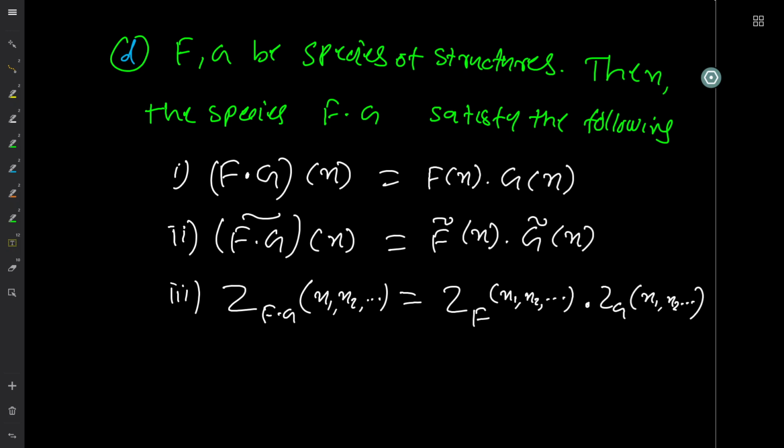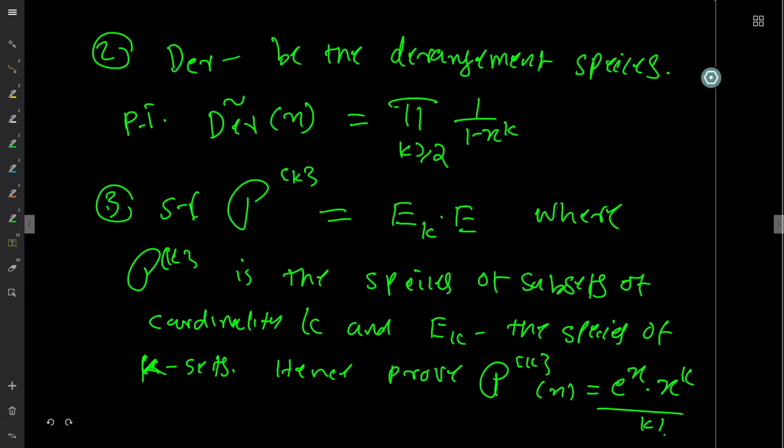And the cycle index series Z of F · G of X1, X2, etc., infinitely many variables, is the product of the corresponding cycle index series for F and G. Okay, so these are the questions. And then there are a couple of more questions.